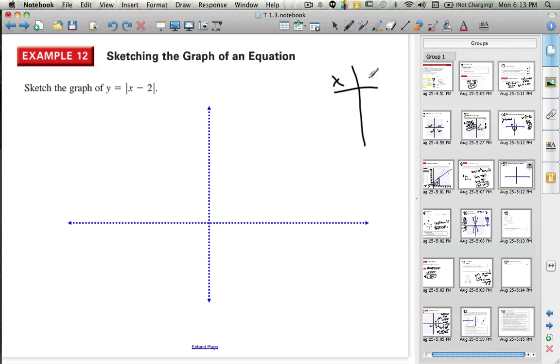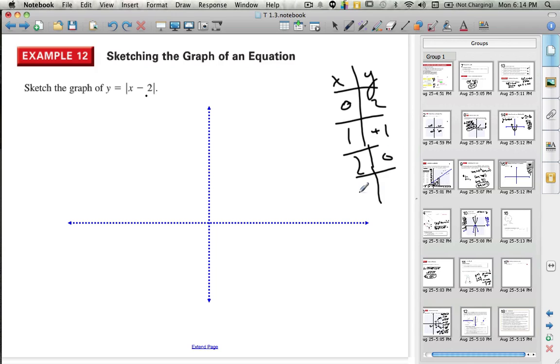And if I want to do an input-output table here, you can tell that one thing that's going to happen is this is going to all be positive, right? There's no way for my outputs to be negative numbers. So let's just plug in some numbers, 0, 1, 2. 0 minus 2 is negative 2, but the absolute value of negative 2 is 2. When I have 1, 1 minus 2 is negative 1. The absolute value of that is 1. And when I plug in 2, 2 minus 2 is 0, and the absolute value of 0 is 0.